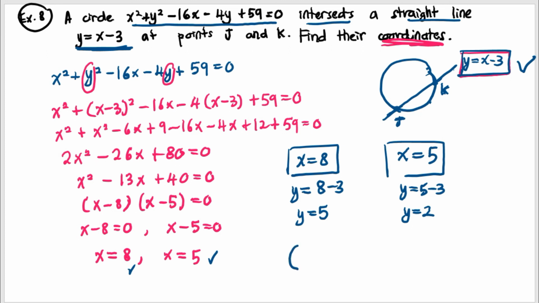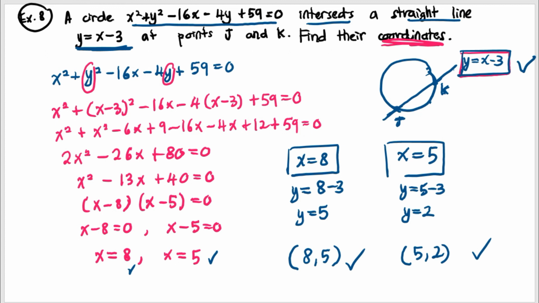So the coordinates for j and k are 8, 5, and another one, 5, 2. So these are the answer. Okay, 8, 5, and 5, 2.